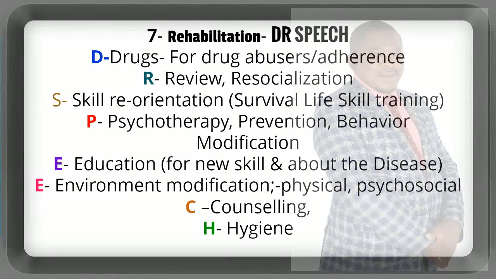Then the last part here, we have just talked about rehabilitation, where we have mentioned doctor's speech, which involves drugs for drug abusers, as an example, ensure adherence so that they do not go back to their addiction. Then a review, okay. In rehabilitation, we have noted that review is important for monitoring the patient's progress, and then R can be for resocialization, which helps the patient to be with the new members that can help in the therapy. Then ACE is for skill reorientation, because the patient needs to have new survival life skills.